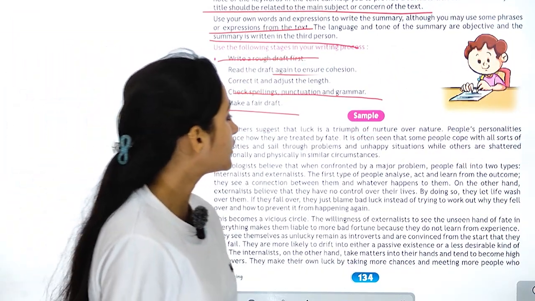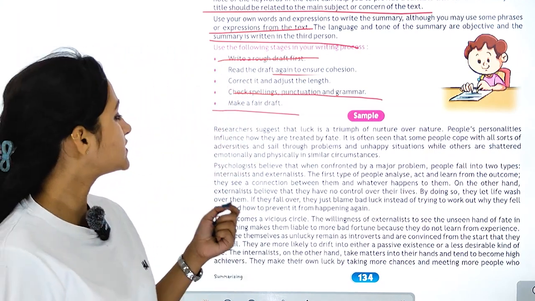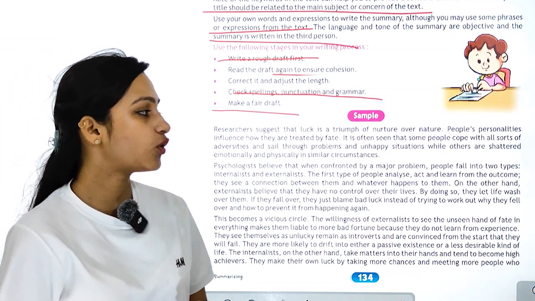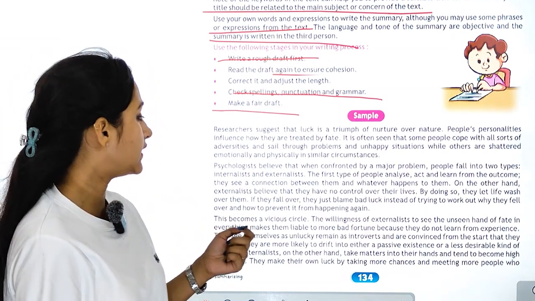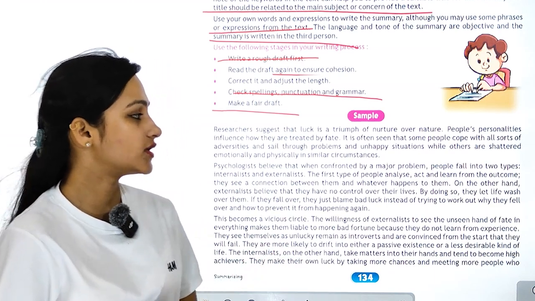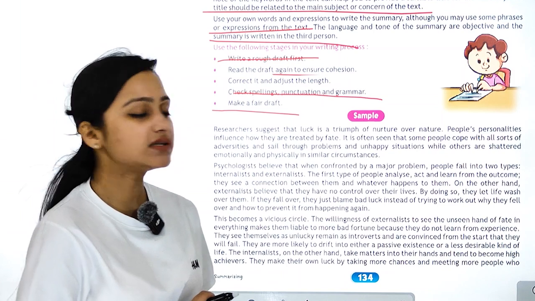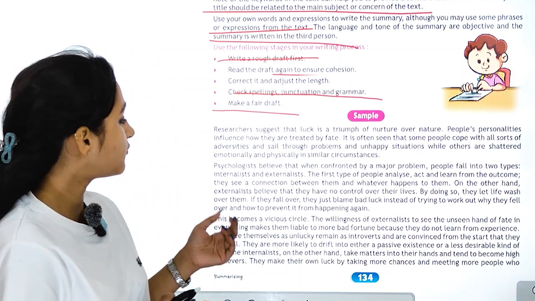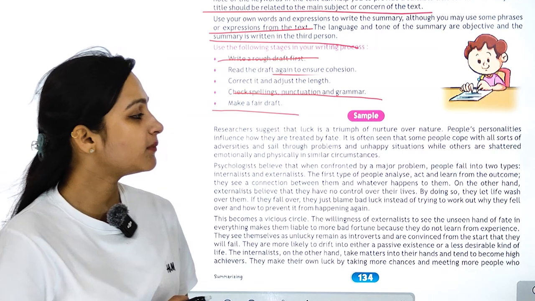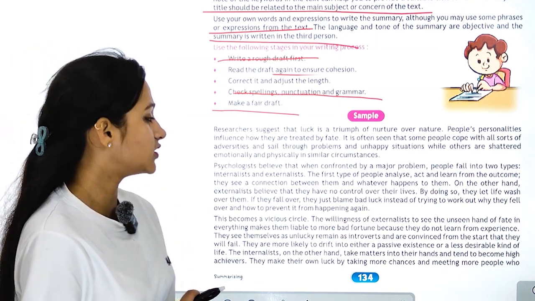Researchers suggest that luck is the trump of nurture over nature. People's personalities influence how they are treated by fate. It is often seen that some people cope with all sorts of adversities and sail through problems and unhappy situations, while others are shattered emotionally and physically in similar circumstances. So, psychologists believe that when confronted by a major problem, people fall into two types: internalists and externalists.